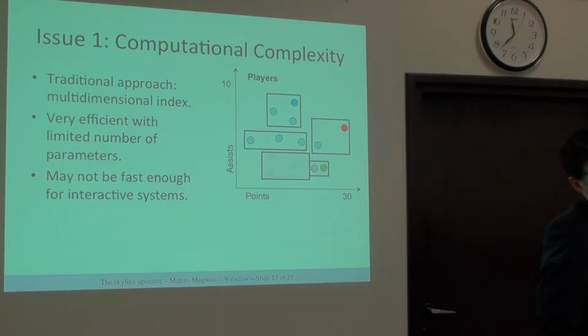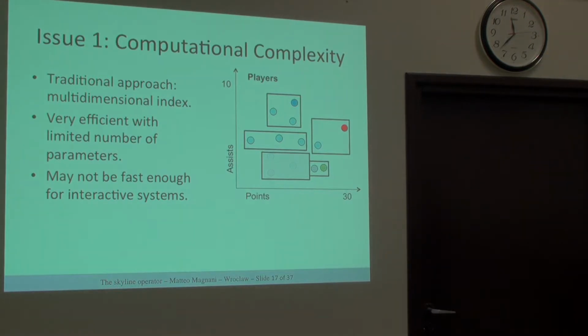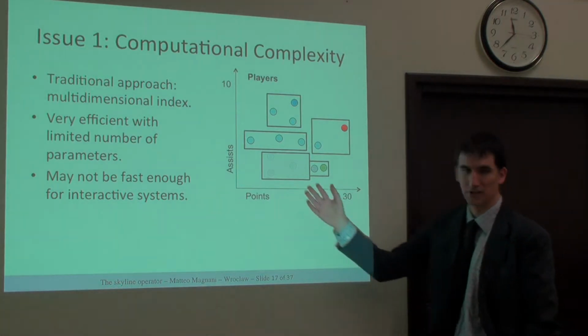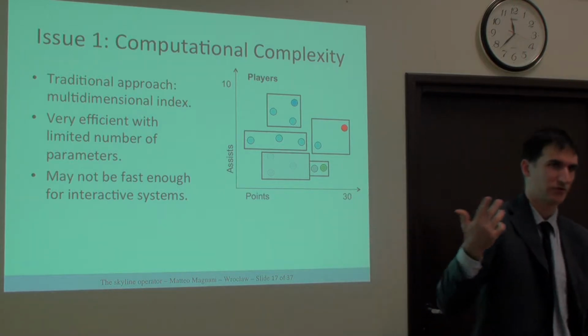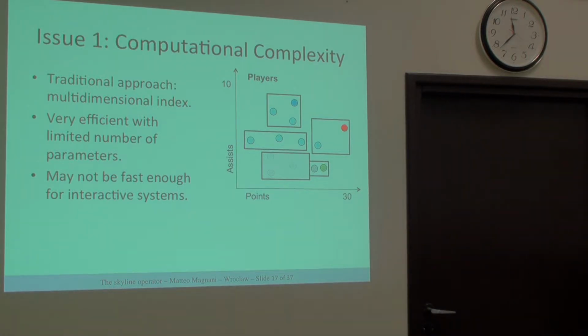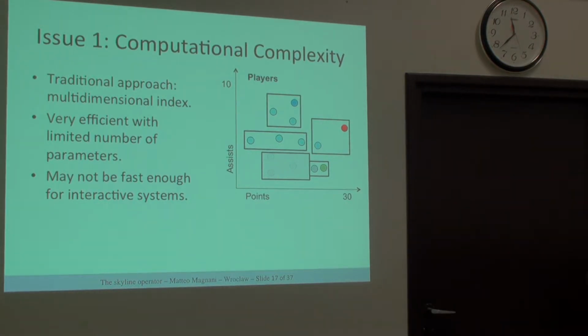So, computational complexity. There is one traditional approach that can be used in these cases, and it's something that is very rooted in the database tradition. It consists in applying some multidimensional indexes to speed up the process. And this has been very successful, and in many situations I would say that it solves this problem quite well.